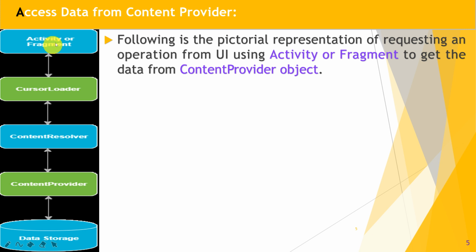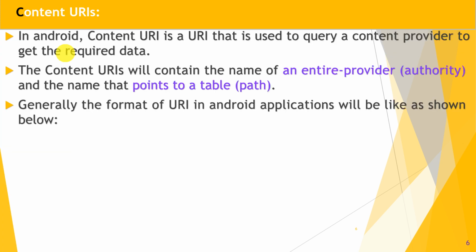Guys, hope you understand this pictorial representation. Great. So move to the next part. Content URI. In Android, content URI is a URI that is used to query the content provider to get the required data. So through content URI, we can give the request to the content provider to retrieve the data from the database. The content URI will contain the name of the entire provider, that is the authority, and the name of the table or path from where we want to fetch the data.